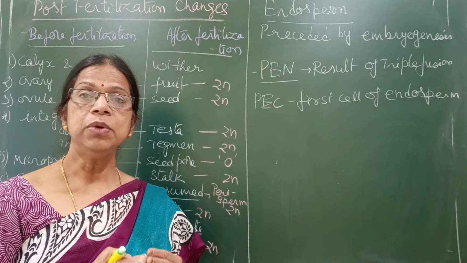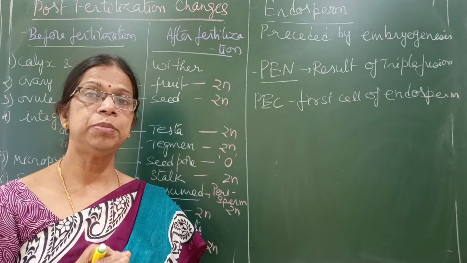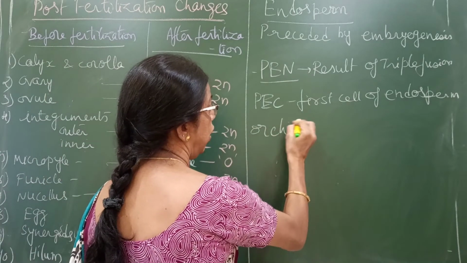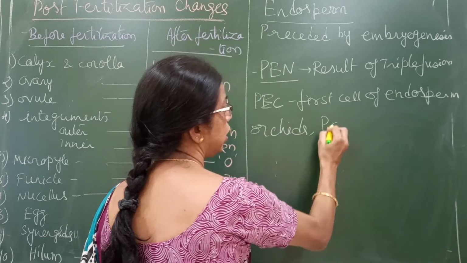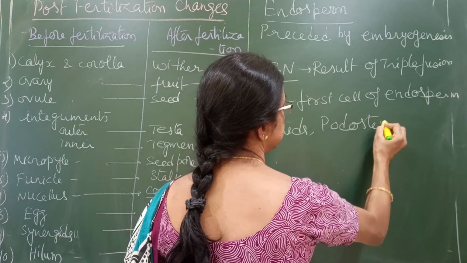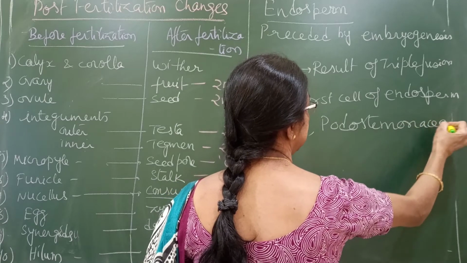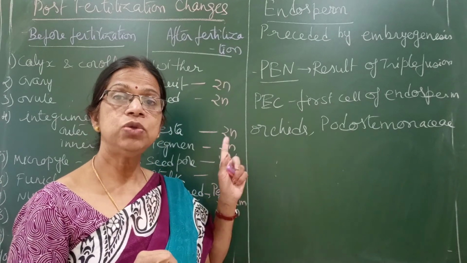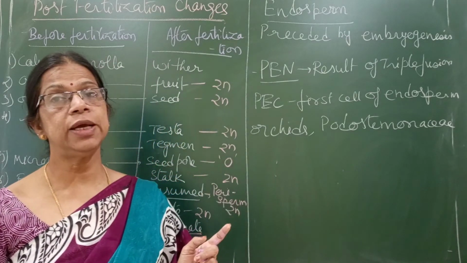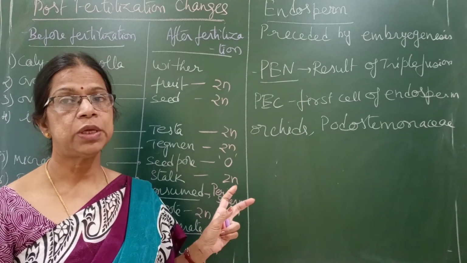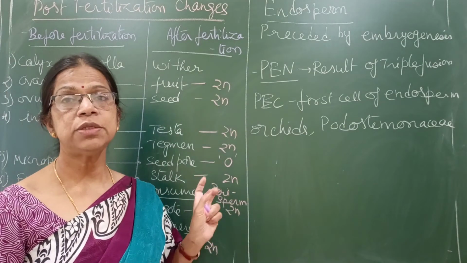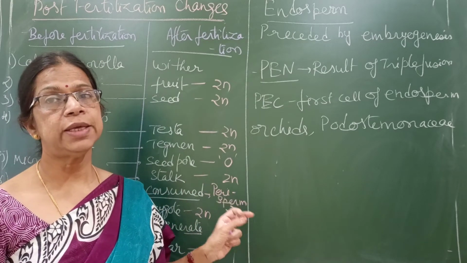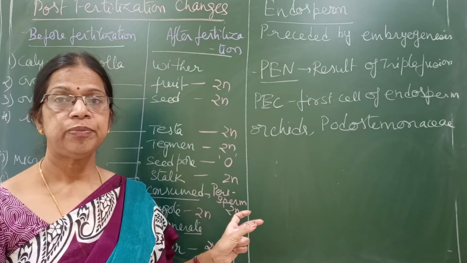In some members of angiosperms, like Orchidaceae or Podostemonaceae members, which are monocots, the endosperm is not formed at all. Triple fusion will occur and the primary endosperm nucleus is formed, but further it will not divide and will not form any endosperm. So they can be called non-endospermic seeds.